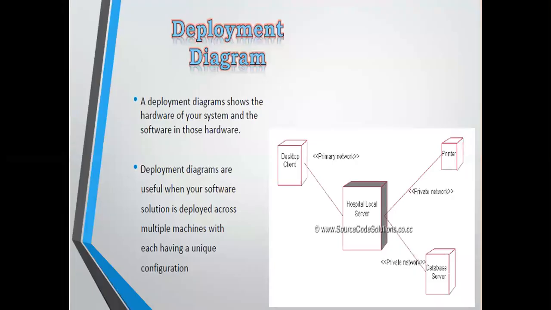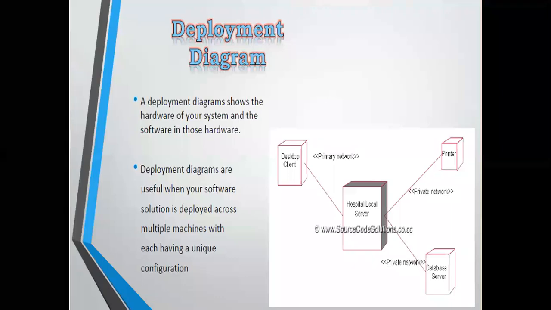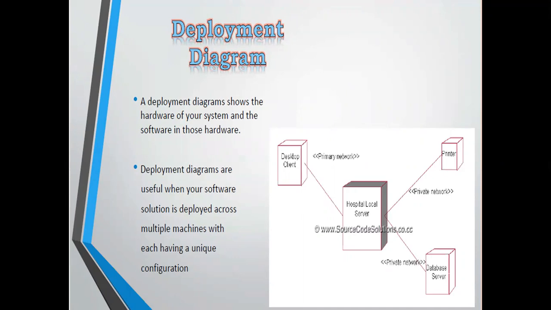The next one is the deployment diagram. This diagram shows the hardware of your system and the software in that hardware. These deployment diagrams are useful when your software solution is deployed across multiple machines, each having a unique configuration. Here consider a scenario like a hospital. This diagram is for the hospital management system. Whenever we deploy that system, the diagram consists of desktop, client, printer, hospital server or database server. We are going to give these components to the customer. This is the deployment diagram.